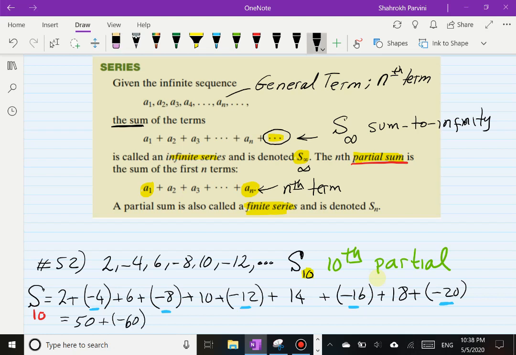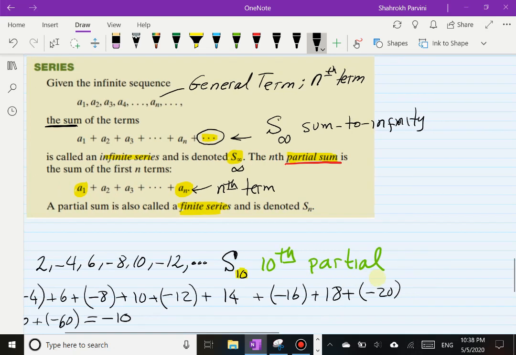Okay. And it looks like the total is going to be what? Negative 10, true? I'm going to get the blue marks out, and the answer is going to be negative 10. And there you have it. So S sub 10, the answer to S sub 10 is negative 10. That means if you add the first 10 terms, the total is going to be negative 10. That's what the nth partial sum is.